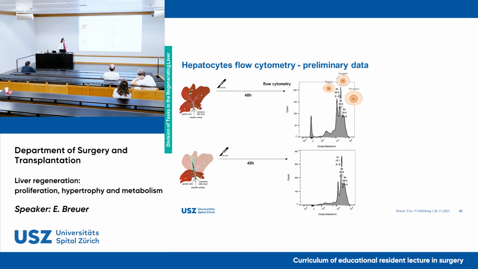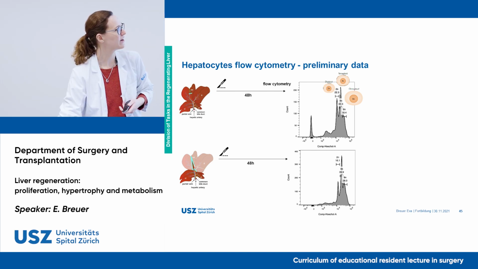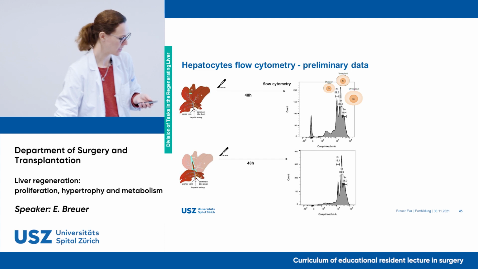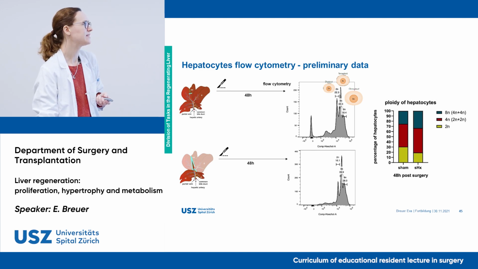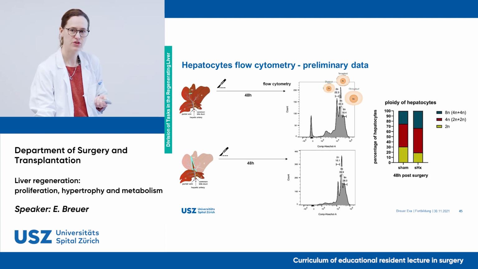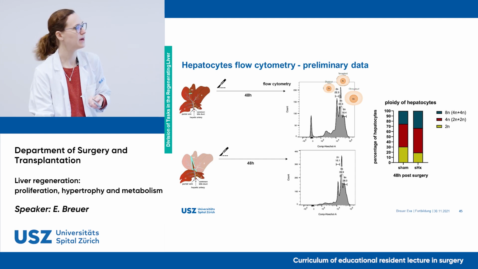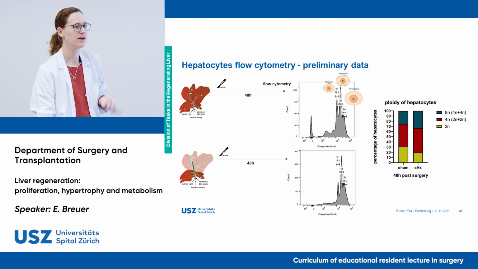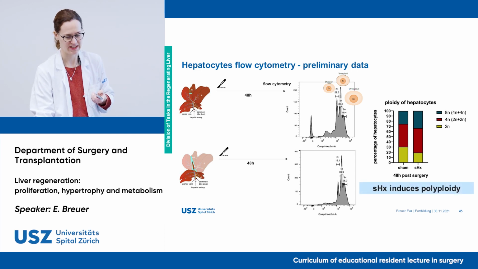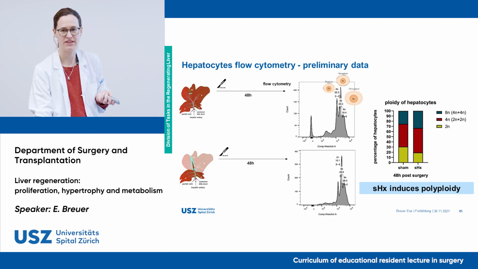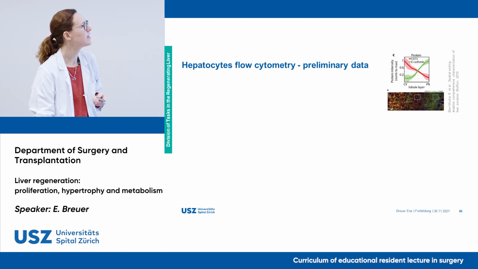We have here the diploid cells, which are the normal cells. We have the tetraploid cells here, this is the peak, and we also have an octoploid peak. What we saw is that there is a little difference. We have an increase in ploidy after hepatectomy, and this needs to be further explored at different time points, maybe earlier, also later, but this is the preliminary data. But it seems that the standard hepatectomy induces ploidy.